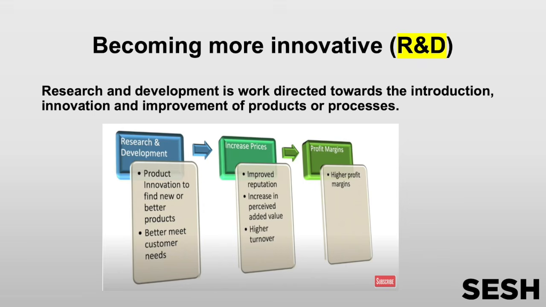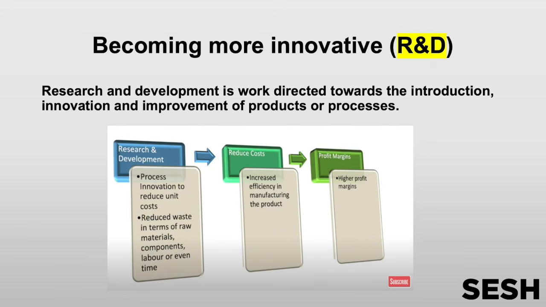leading to higher turnover, and that might lead to profit margins increasing. Or research and development can be used to foster process innovation to reduce unit costs, and that may reduce the waste in terms of raw materials, components, labour or even time, and that will allow you to reduce costs and then increase the efficiency in the manufacturing of the product, and that could lead to higher profit margins.